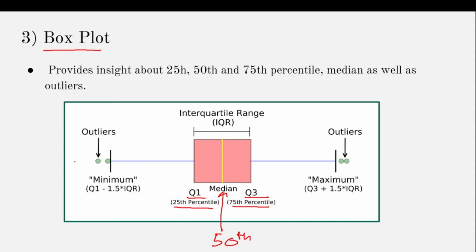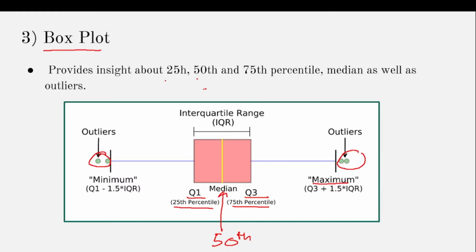The line on the left hand side of the box, or the whisker on the left hand side or the lower end of the box, represents the lower bound as we calculated in the IQR method. Any data points which are beyond this minimum value will be termed as outliers. On the other hand, the whisker or the line on the right hand side or the upper end of the box represents the maximum value or the upper bound as we calculated in the IQR method. Again, all the data points which lie beyond this line or beyond this maximum value are termed as outlier.